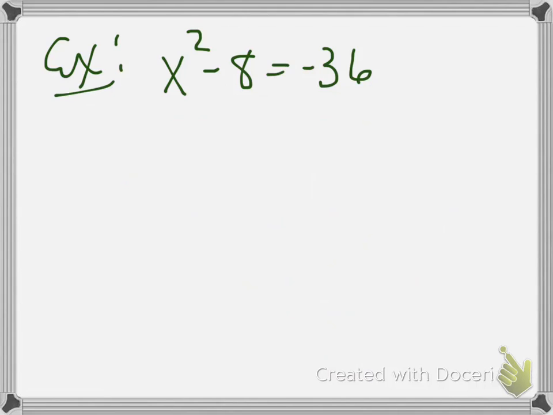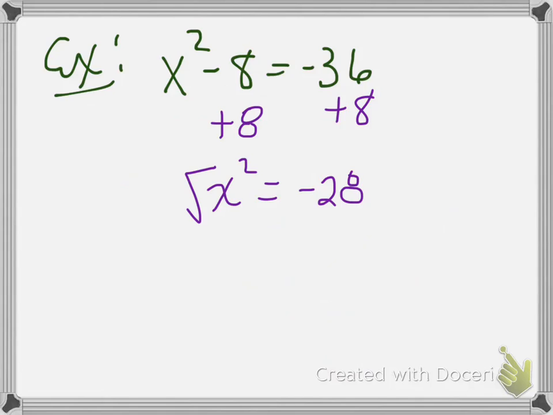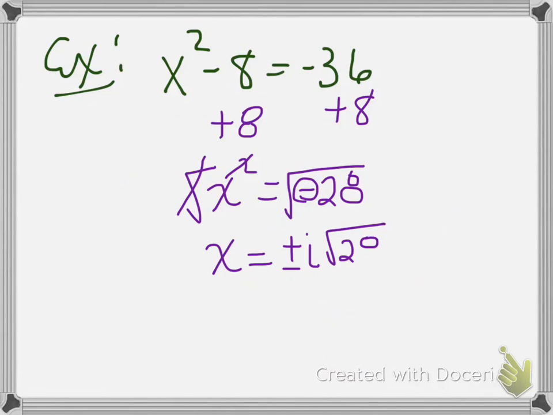So in a similar type problem, I have x squared minus 8 is negative 36, so I'm going to add the 8 to both sides. x squared equals negative 28, since negative 36 plus 8 is negative 28. I'm going to square root both sides, because taking the square root of a square makes it go away. Now what do we do? Plus or minus, and what do we do with this negative? We make it i. Square root of 28.